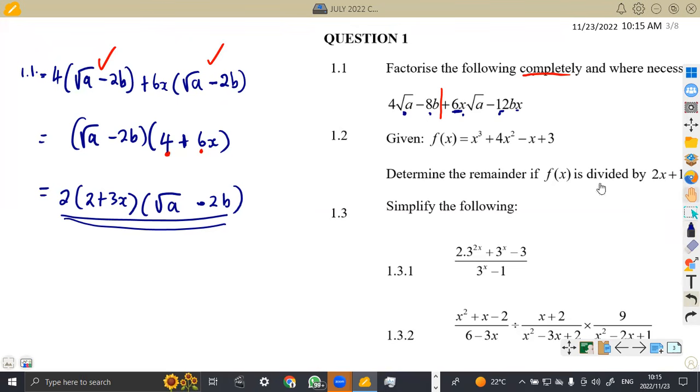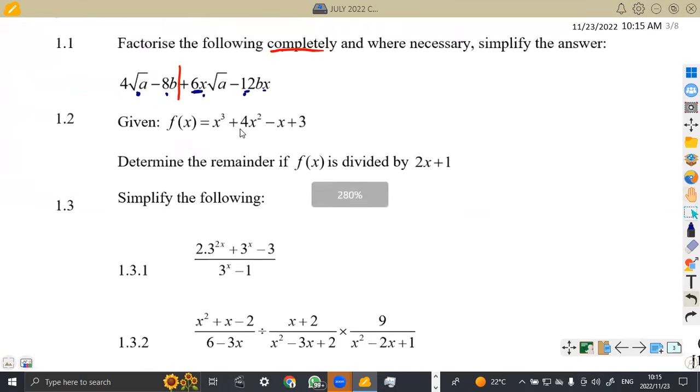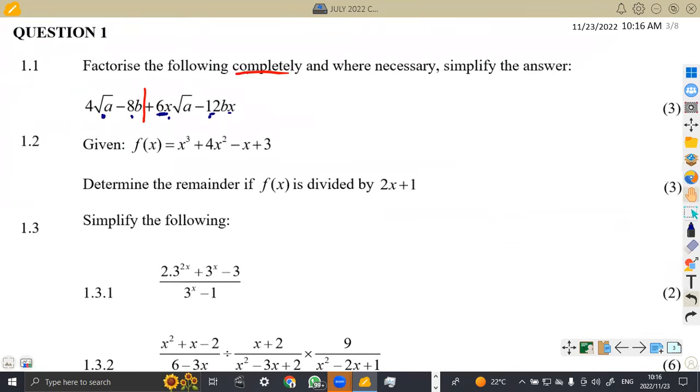On 1.2, we are now given f of x, which is equivalent to x cubed plus 4x squared minus x plus 3. And there we are asked to determine the remainder of f of x if it is divided by 2x plus 1. Whenever we are asked to find a remainder, what we simply do is find the value of x when this expression is equal to 0. That will be the remainder of the function that we are having.